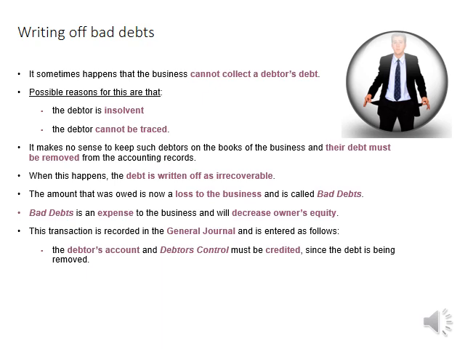The debtor's account and debtors control must be credited since the debt is being removed. Remember, debtors is an asset and has a debit balance. To remove it, we need to credit it. The bad debts account must be debited to account for the loss.